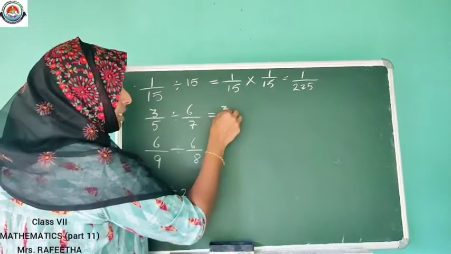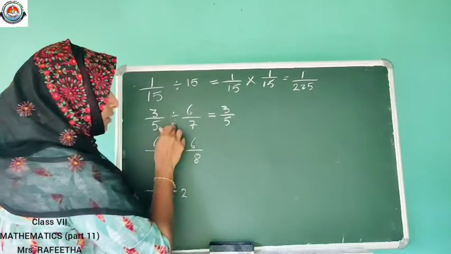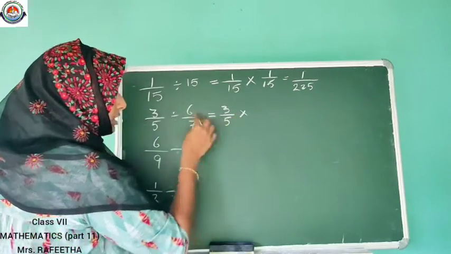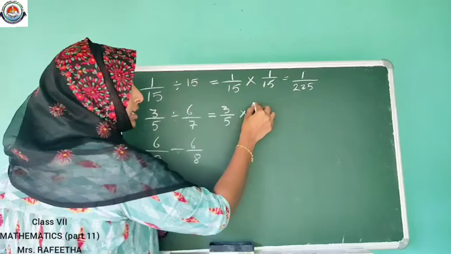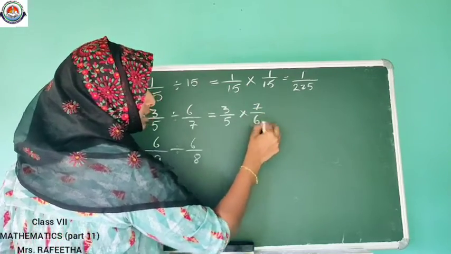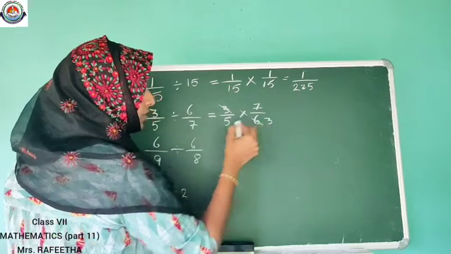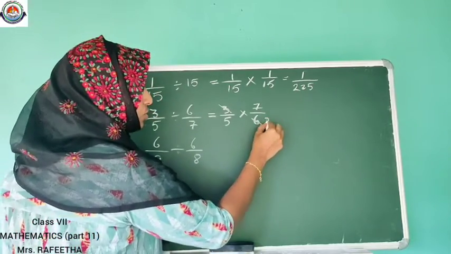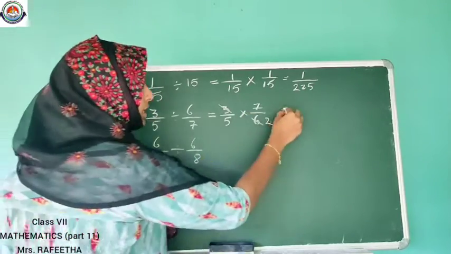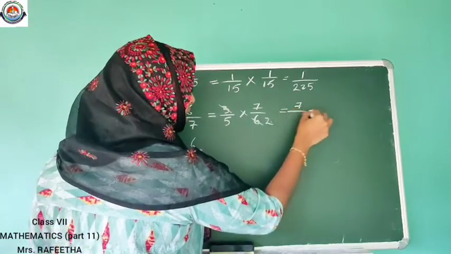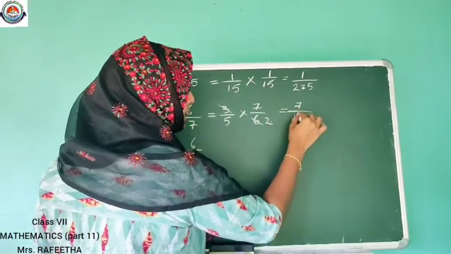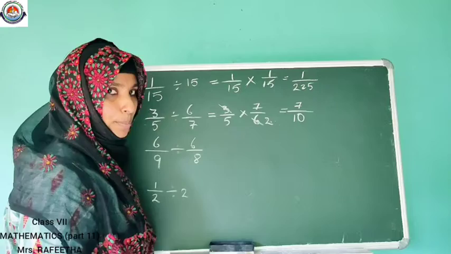Next case, 3 by 5. Instead of this division, multiplication. Instead of 6 by 7, 7 by 6. Okay, so 3 and 6 we can cut and write it as 2. Okay, so here 7 into 1, 7. Divide by 5 2s are 10. This is also a proper fraction.